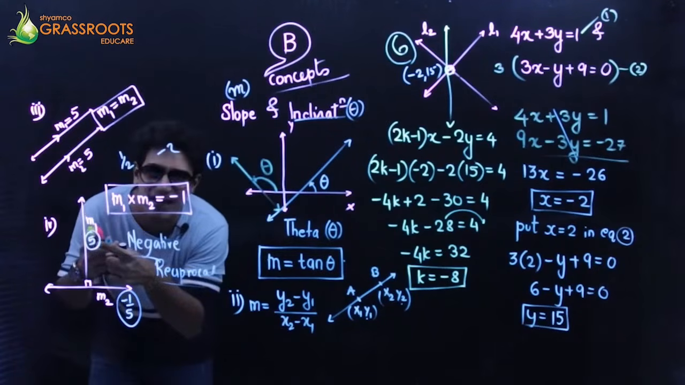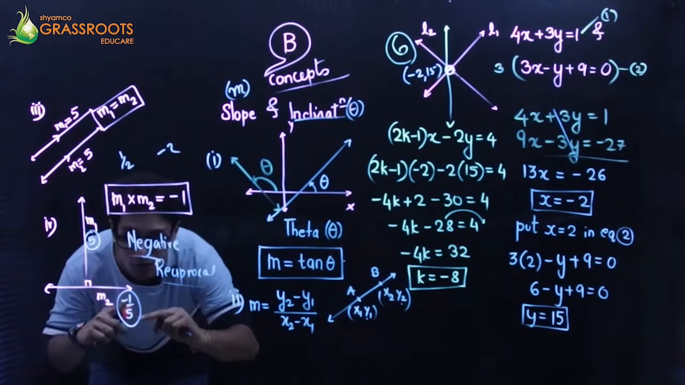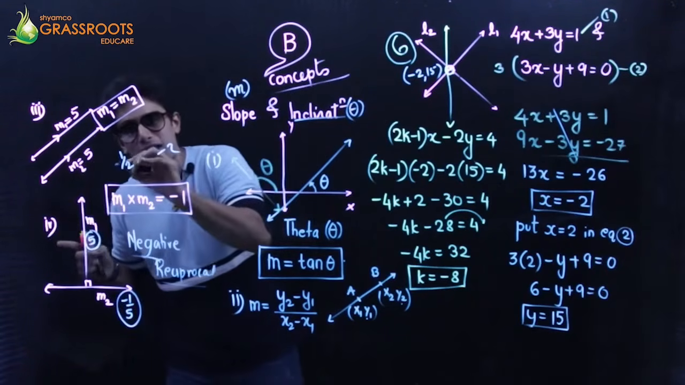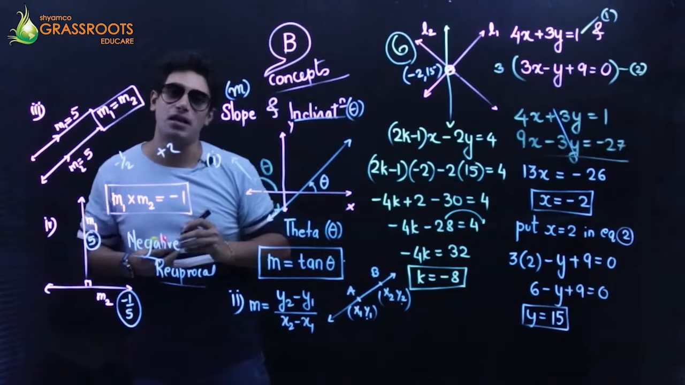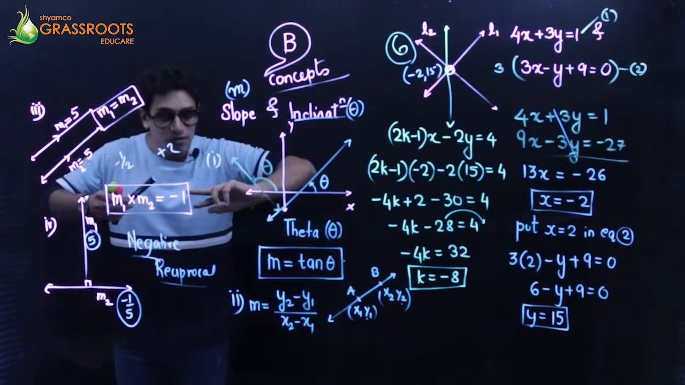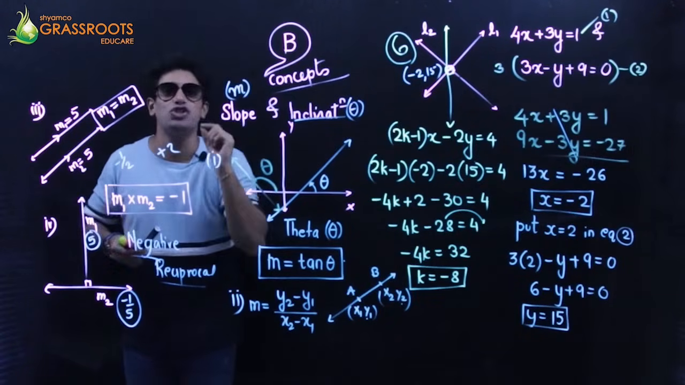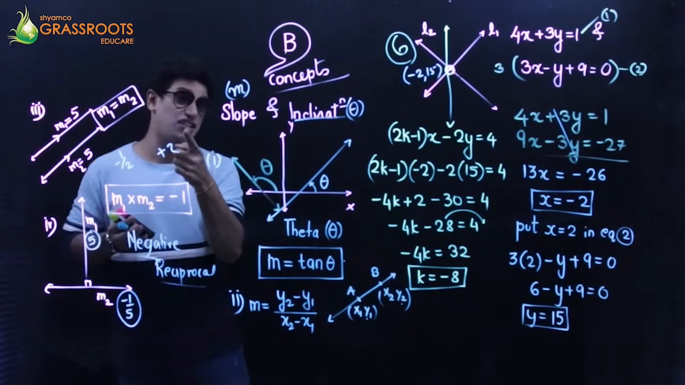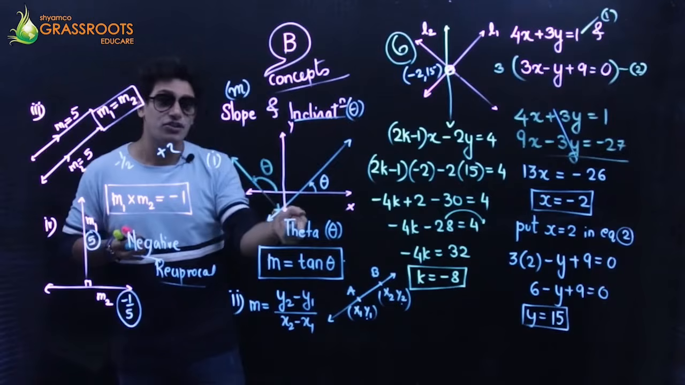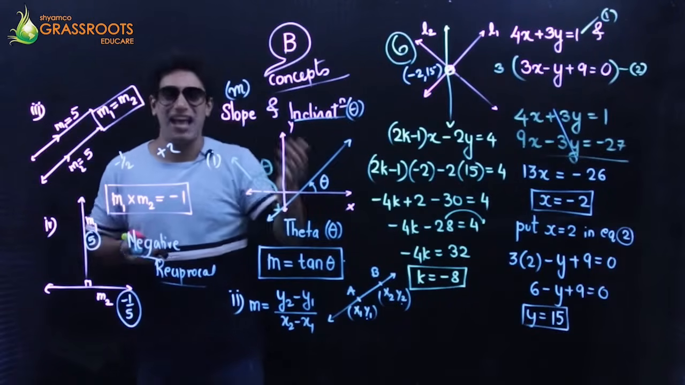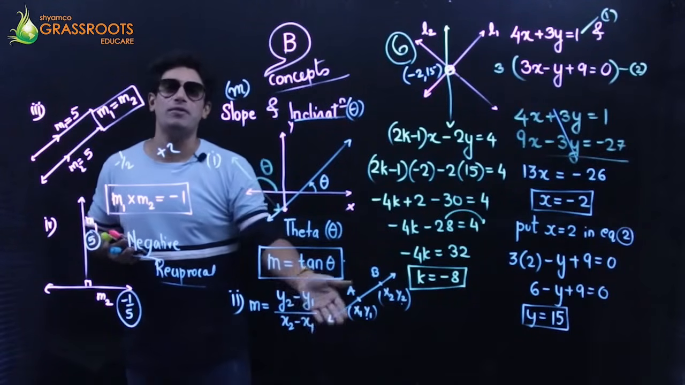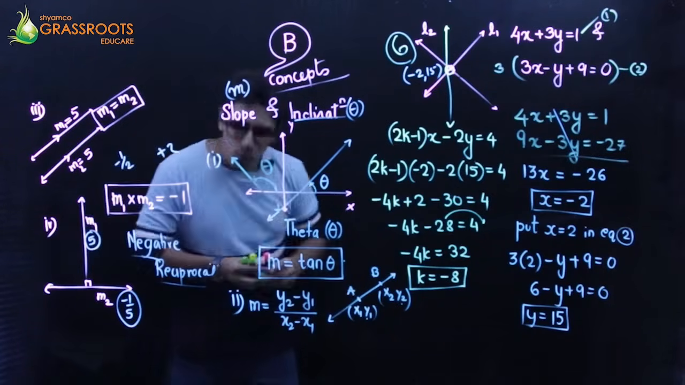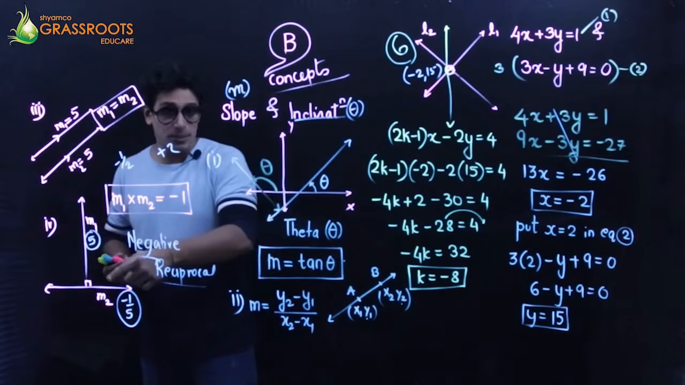Check. This was 5. Flip it. It becomes 1 upon 5. If this is plus, this becomes minus. If this would have been minus, this would have been plus. So you flip, change the sign. That's the shortcut for perpendicular lines. For parallel lines, the slopes are equal, right? Out here, two formulas: one is tan theta, one is y2 minus y1 upon x2 minus x1, when 2 points are given.